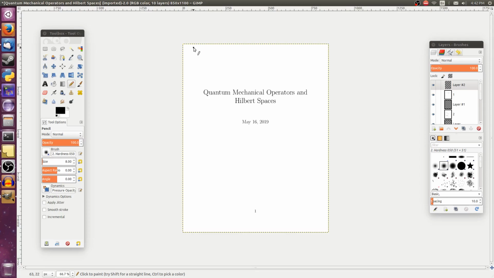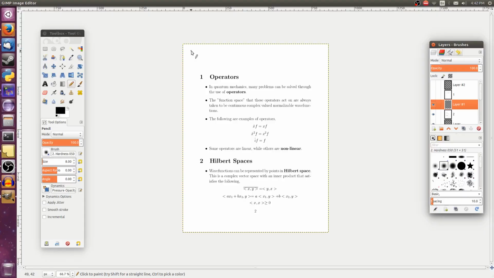Alright, so today we're going to talk about quantum mechanical operators and Hilbert spaces. Operators are going to be things that we can apply to our wave functions to get other things. Then Hilbert spaces are going to be how we represent our wave functions. So what exactly is an operator?